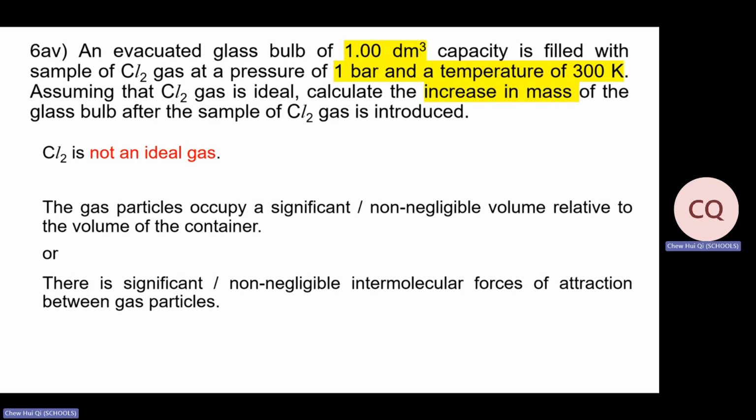This question. In order for you to get the mark, you must say that chlorine gas is not an ideal gas. That's why I put it in red. After that, then you tell me, oh, there are significant intermolecular forces of attraction between gaseous particles, or you use the volume argument. That means the gas particles do occupy a volume relative to the size of the container, okay?